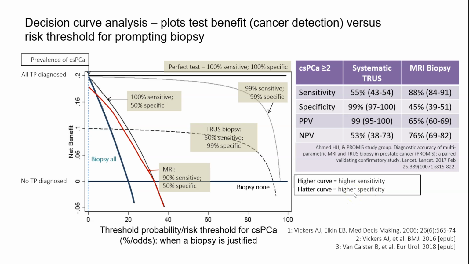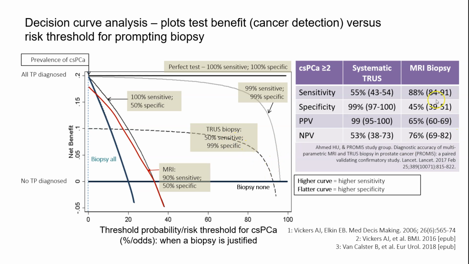So typically, a trust biopsy is about 50% sensitive and about 99% specific. So here is the data from the PROMISE data. You can see the sensitivity is 50% and the specificity is 90%. So the sensitivity means that it's detecting about half the cancers that are there, but it is very specific, so you expect it to be nice and flat. So there we go. That's what the trust biopsy curve would look like.